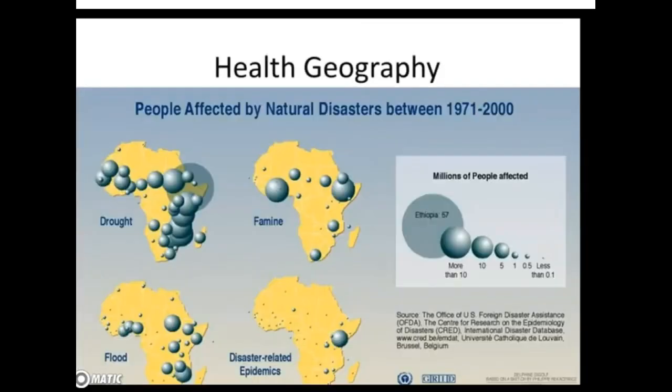So one of the themes that we look at in this part of the course is health geography, and this map illustrates people being affected by natural disasters, and Africa, the continent itself, is subject to wild climatic variation, where you have extreme droughts, followed by periods of flood. You can see the famine indicated. Food security, or the lack of reliable food supplies, is a big problem.